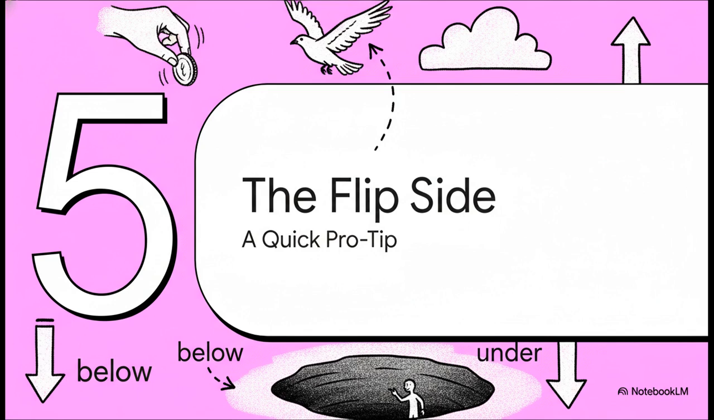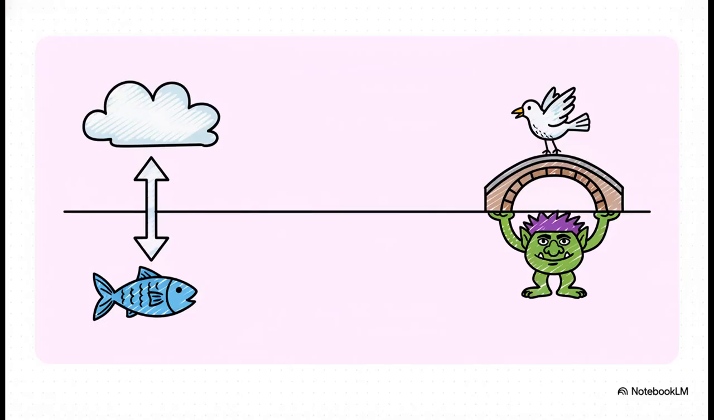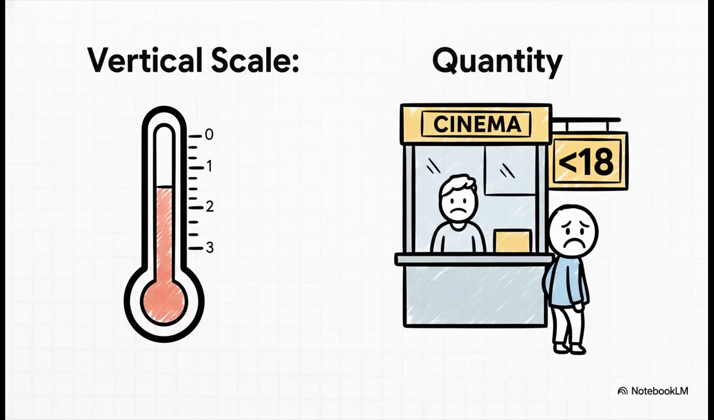All right, now for a quick pro tip that's going to make all of this really stick in your brain. If you've got the hang of above and over, then you actually already know how to use their opposites. It's a perfect mirror. All the rules we just talked about for above also apply to below, and all the rules for over work for its counterpart, under. It's the same exact logic, just flipped. And you can see it right here. For that vertical temperature scale, it's 3 degrees below zero, just like it was above zero. And for that movie age, which is a quantity, you can't get in if you're under 18, just like you had to be over 18. The system just works.